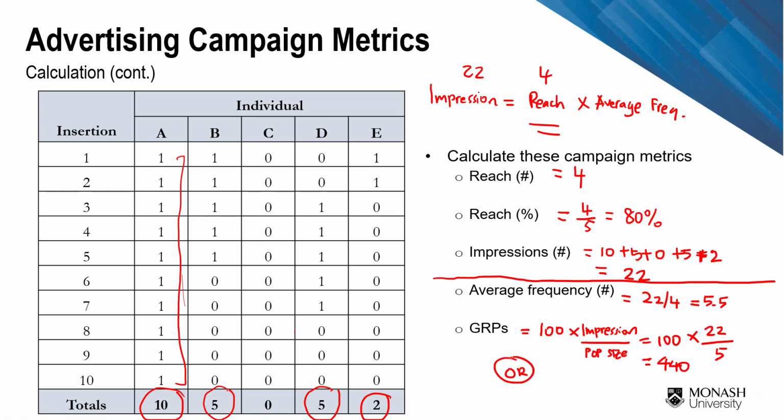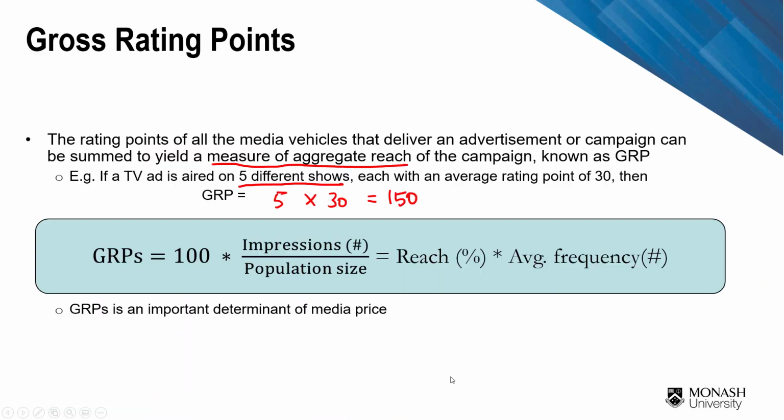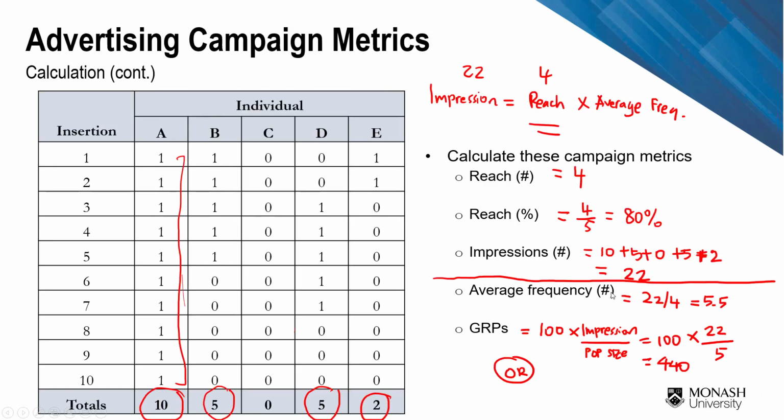Or, so you can see that in here as well, they said that the GRP can be calculated by reach in terms of percentage times average frequency. So you can find out the percentage of reach times average frequency.